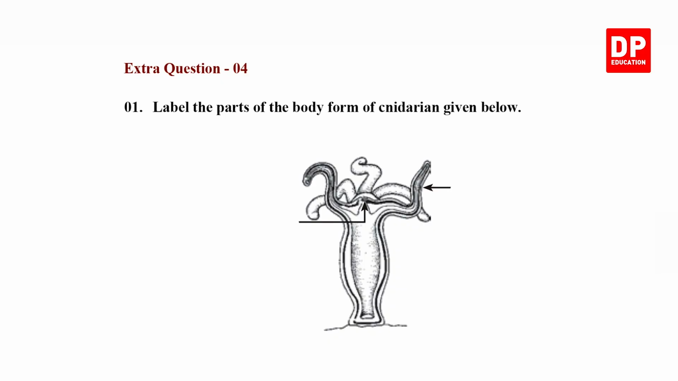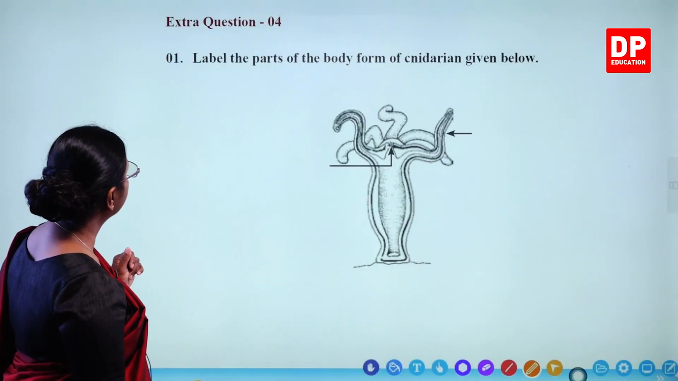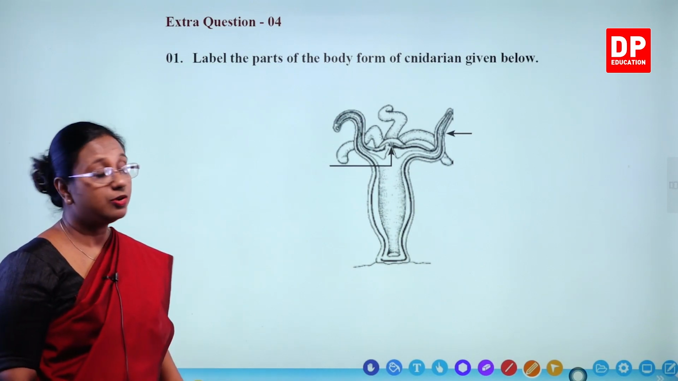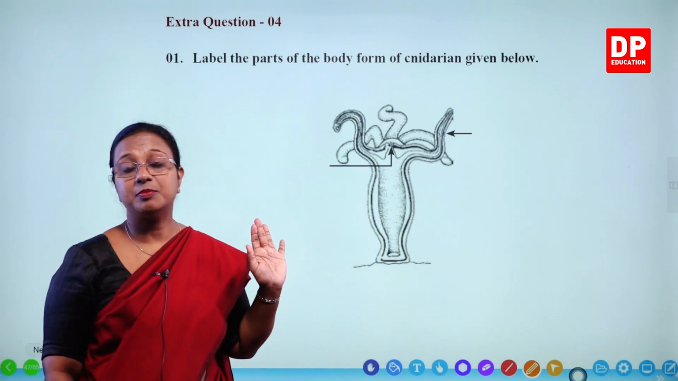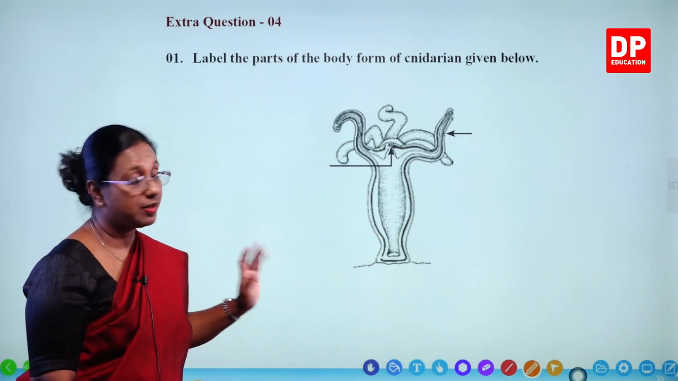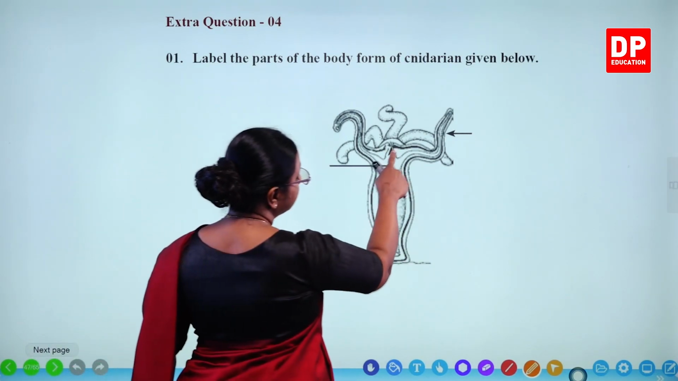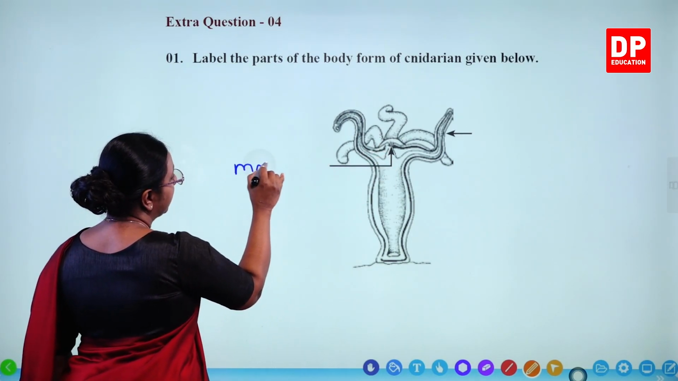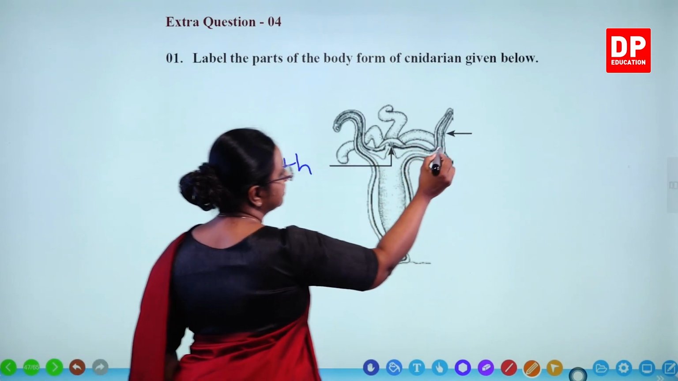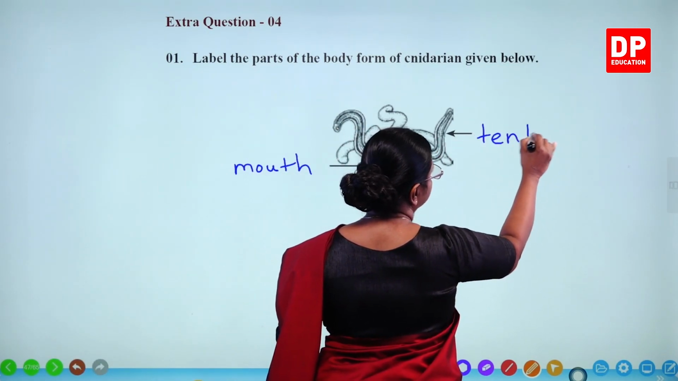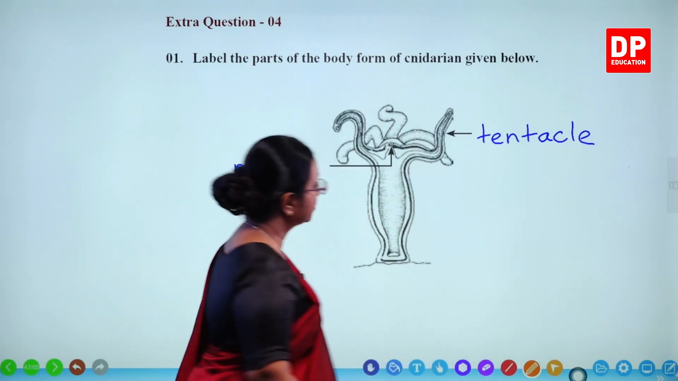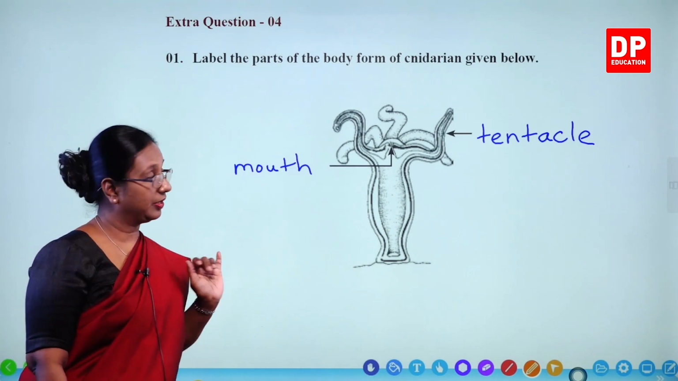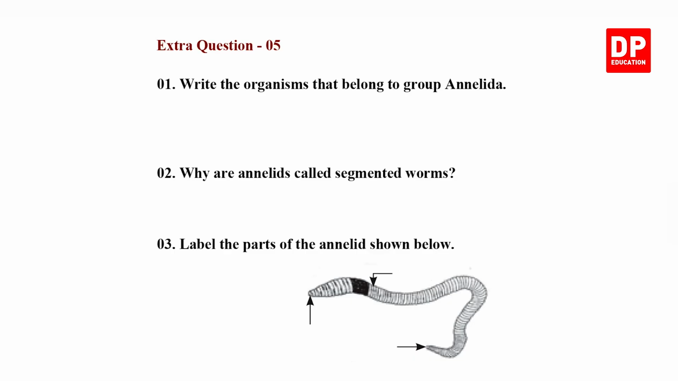That is extra question 4. Here you are given a diagram. Label the parts of the body form of cnidarian given below. As you look at it, you know it is the body form of Hydra, which is a polyp. So you have to label the parts. The two parts are shown to you. What is this part? This is the mouth. And what is this? This is the tentacle. So that is what you have to label here. Is that correct? Okay. Then I will move on to the next one.